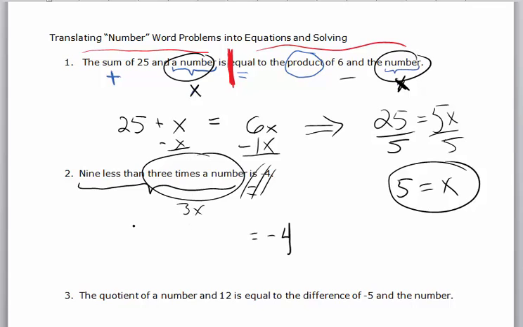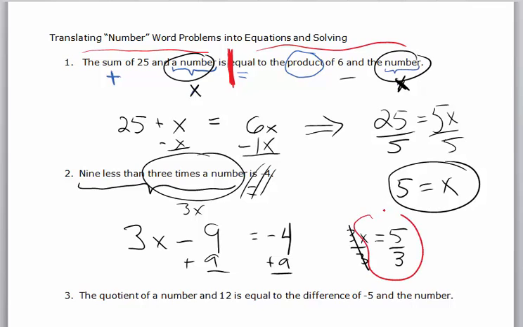And here's a mistake I see all the time. I see 9 minus 3x. That's not right. It's 9 less than 3 times the number, so it would have to be 3x minus 9. The wording is a little backwards, but only this expression right here would be 9 less than 3 times the number. In other words, you got to put the 3x first. And now we can solve. I add 9 to both sides. And that leaves me with 3x equal to 5, and I divide by 3. And that gives me my solution, x equals 5/3.